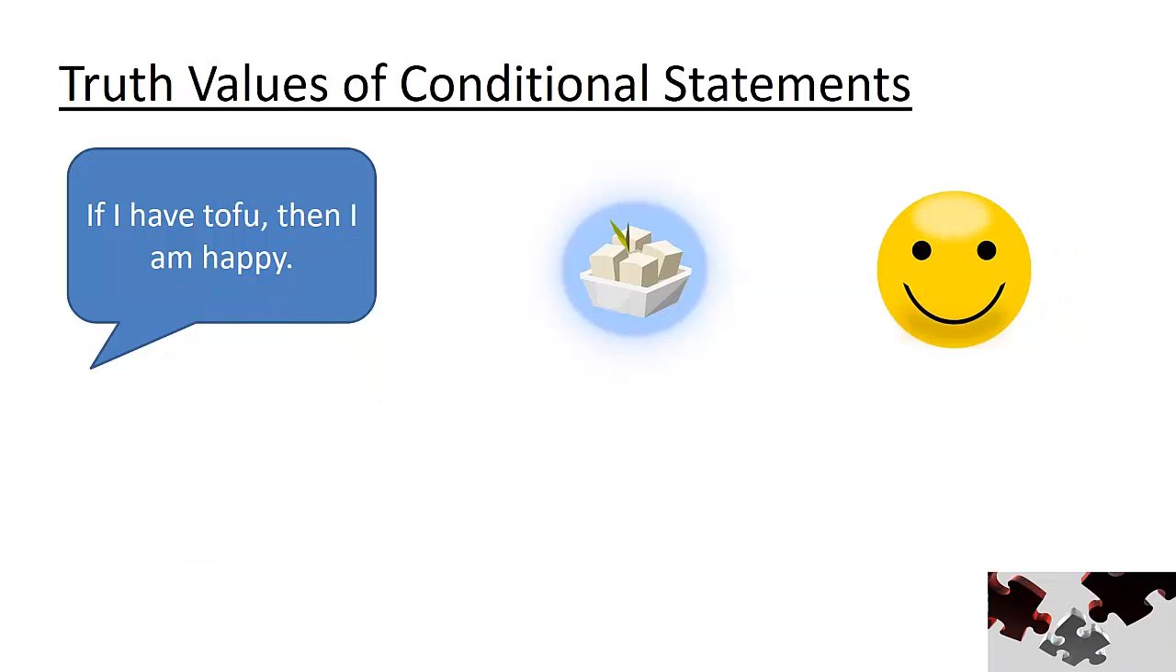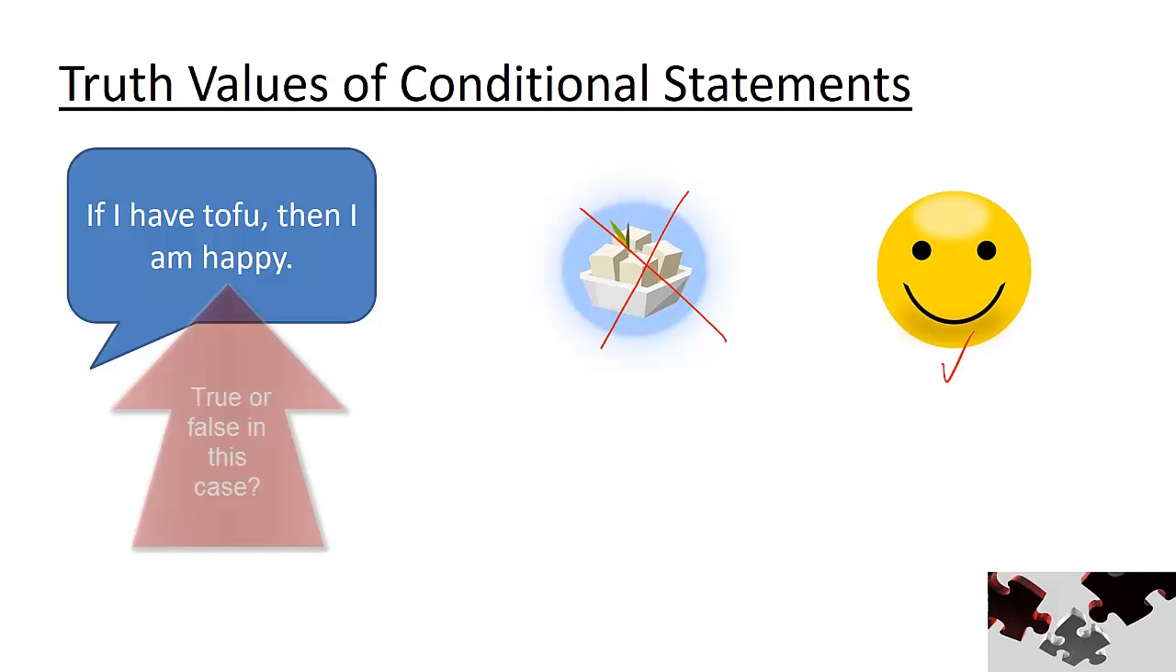So in other words, if our hypothesis is true, but our conclusion is false, if A, then B is going to be false. Next, suppose that we don't have tofu and that we are happy. Again, this might be true for some of you out there. How do you feel about the implication, if I have tofu, then I am happy? Do you believe it to be true?